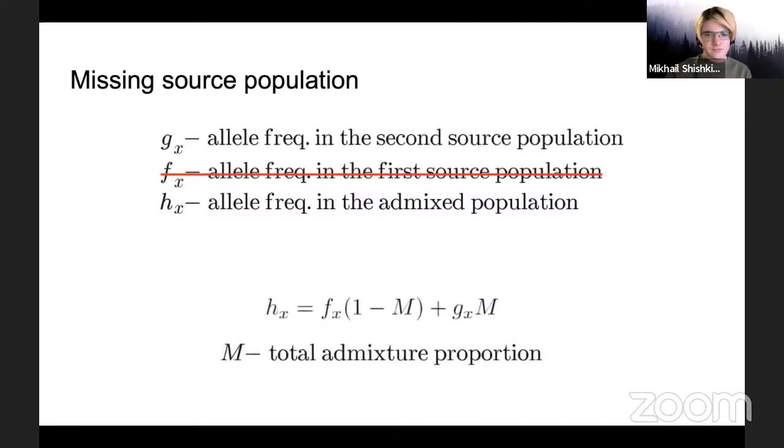estimate these frequencies from this linear equation, where the allele frequency in the admixed population equals the allele frequency in the first source population multiplied by the total admixture proportion of the first source population, plus the allele frequency in the second source population multiplied by the total admixture proportion of the second source population. Just solving this linear equation, we can estimate the missing frequency.